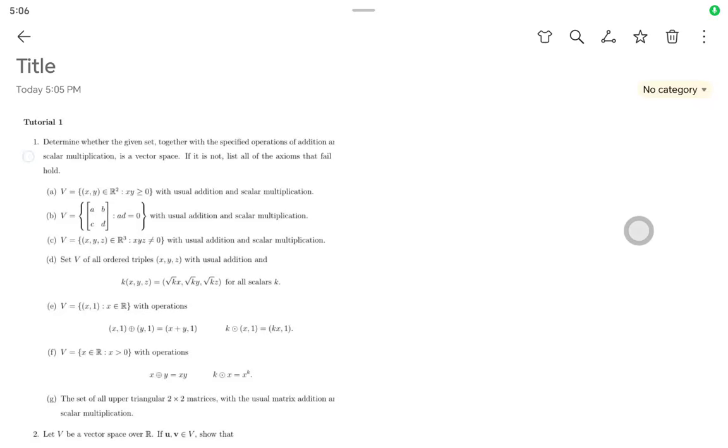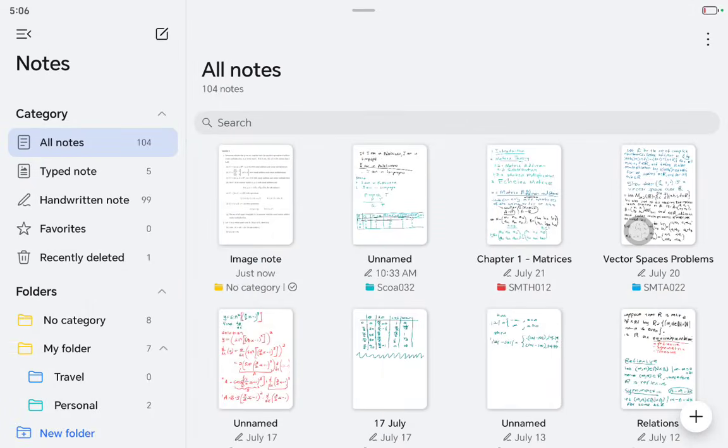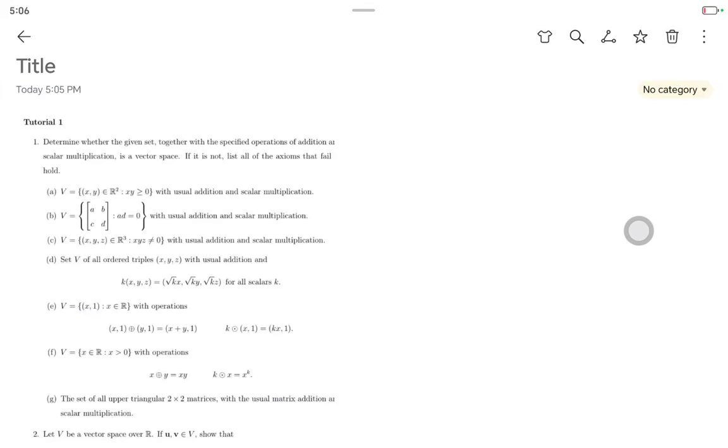Okay, so I want us to discuss this tutorial, right? As you can see, it's tutorial number 1. Based on this tutorial, we are given that we should determine the given set together with the specified operations of addition and also scalar multiplication, if it's a vector space. Then if it is not, list all the axioms that fail to hold.